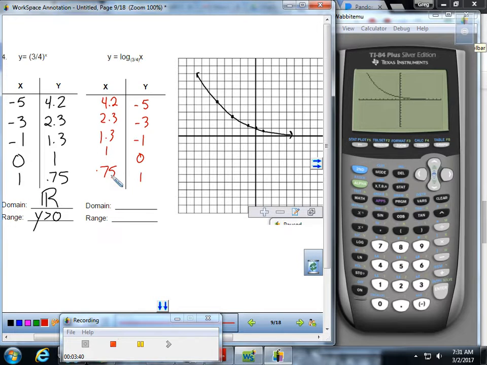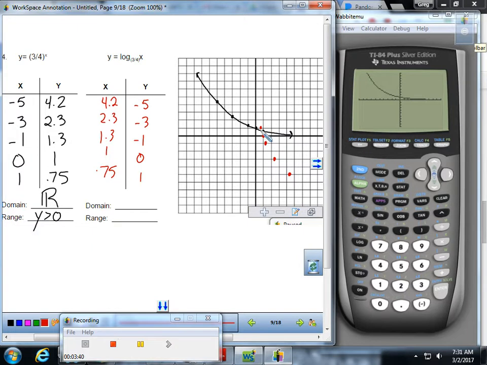And now I'm just going to sketch those. So 4.2, comma -5, 2.3, comma -3, 1.3, comma -1, 1, comma 0, and 0.75, comma 1.